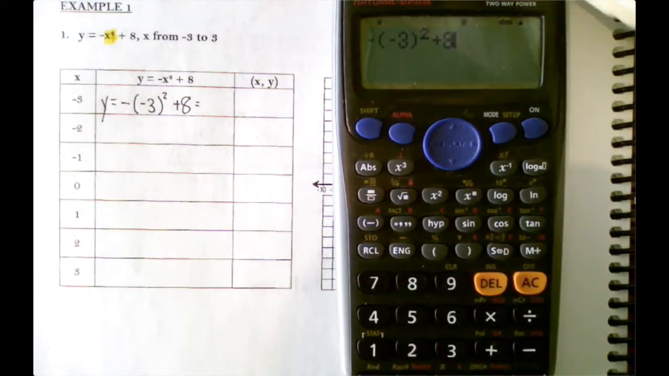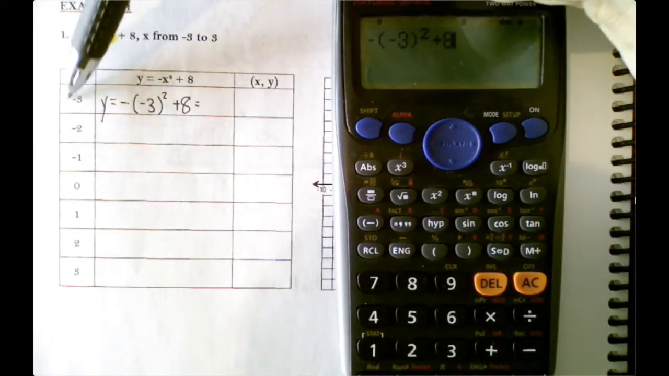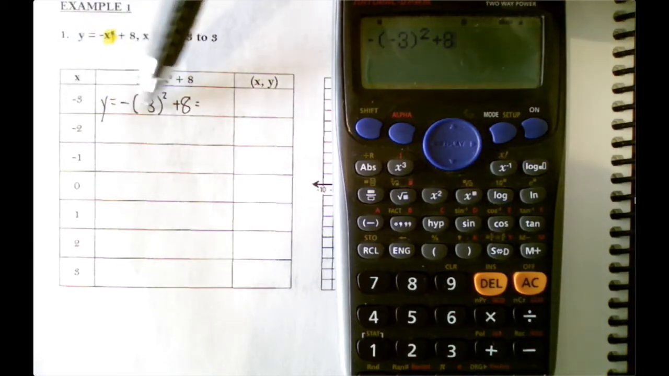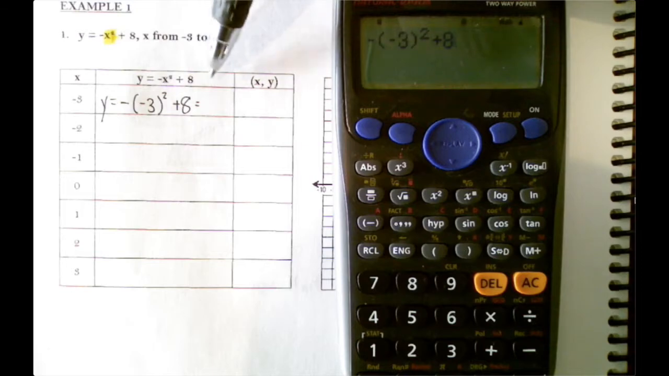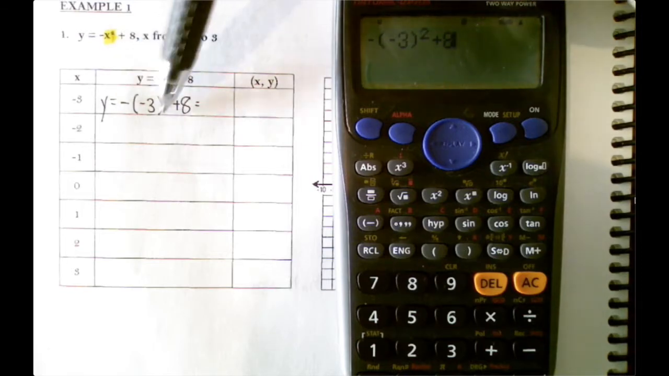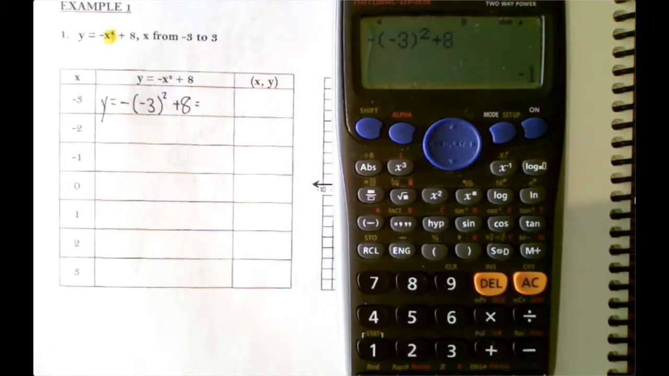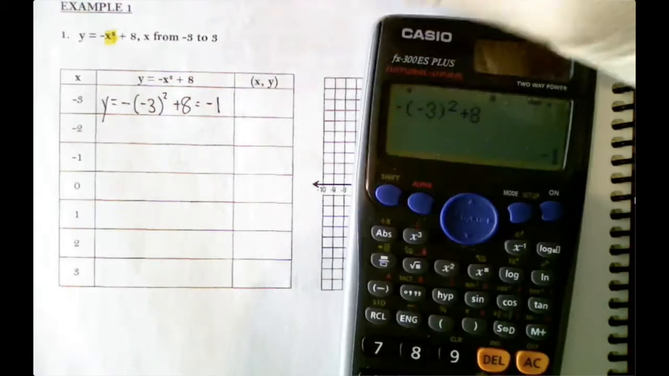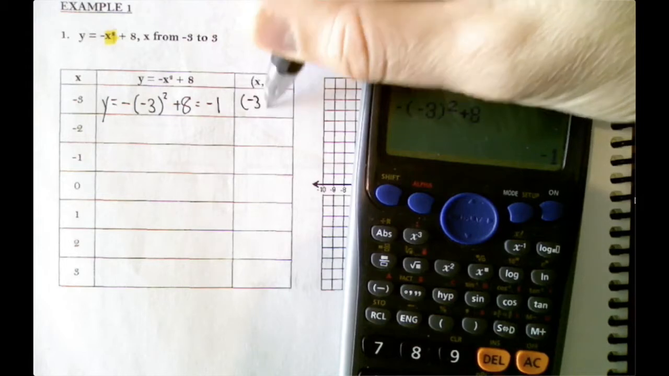It's really important that when you substitute or replace the negative 3 into an equation, you do it in brackets. Notice this equation is the exact same as what's written here. The only difference is instead of x, I write a bracket with the number I'm replacing. It equals, we get negative 1. So one of our points is negative 3, negative 1.